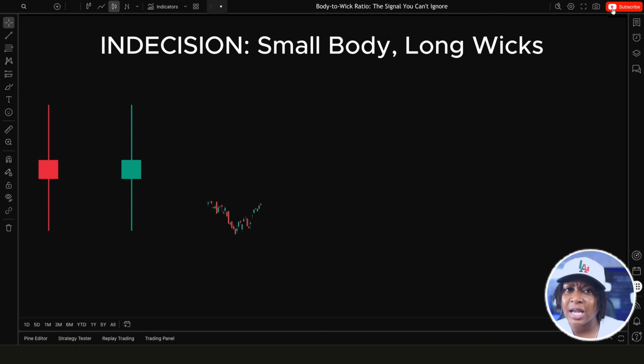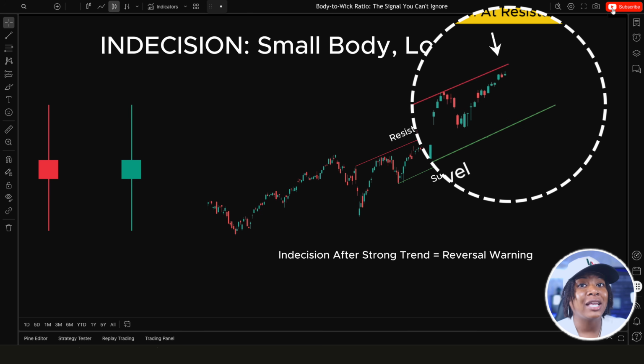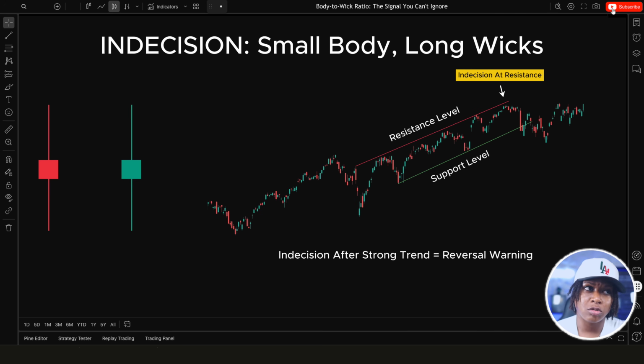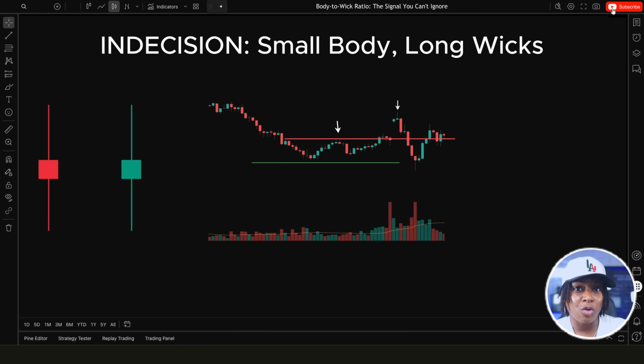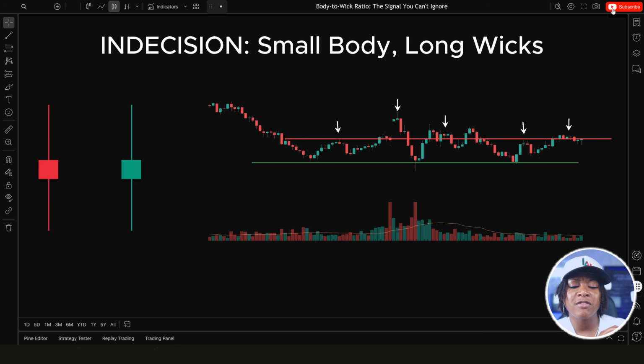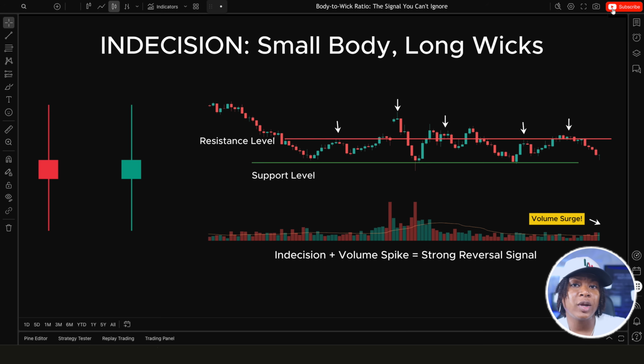So if you see this type of indecisive candle after a strong trend, then that may start to signal a potential reversal. Momentum is starting to get weak. For example, you see a lot of different candles with these long upper and lower wicks with small bodies. So you see a few different candles that are pointing towards indecision in the market, and you're seeing that around resistance zones. So this could be hinting that the bullish momentum is starting to fade out. In this situation, you want to look for confirmation from volume and other indicators for a potential reversal.